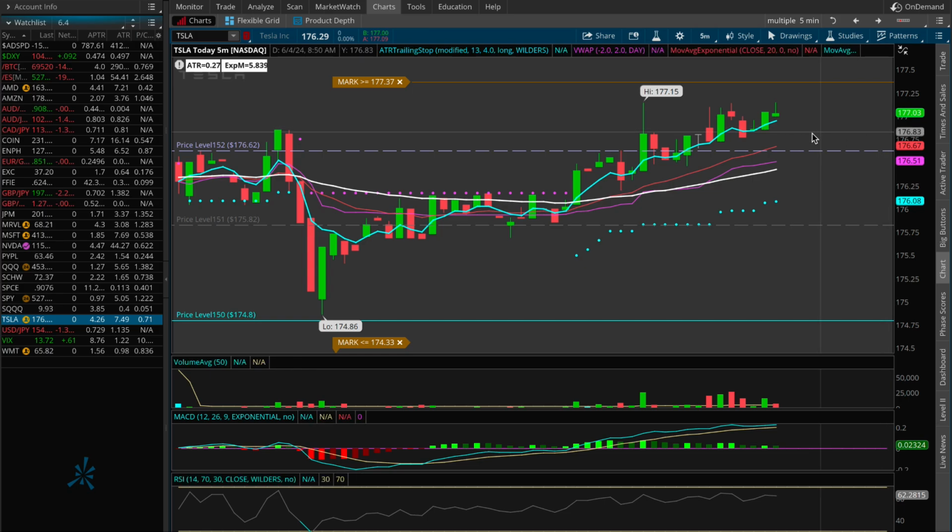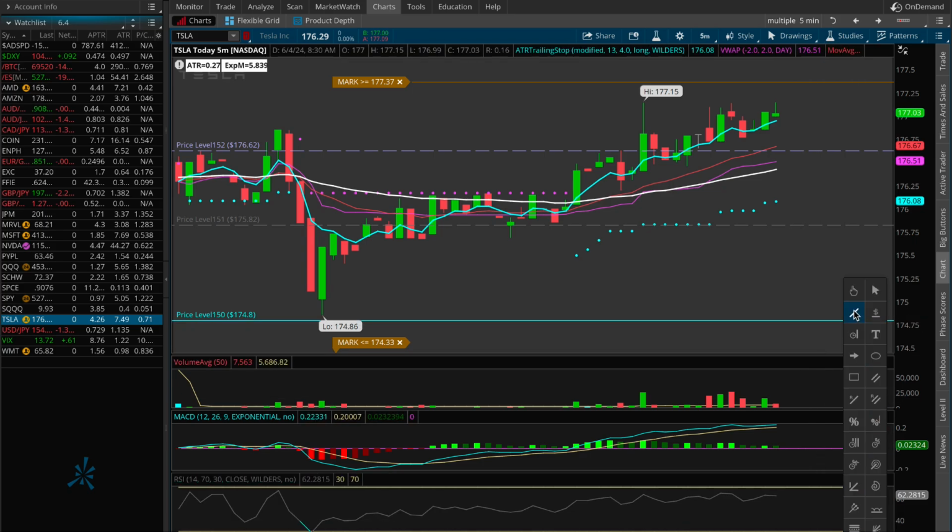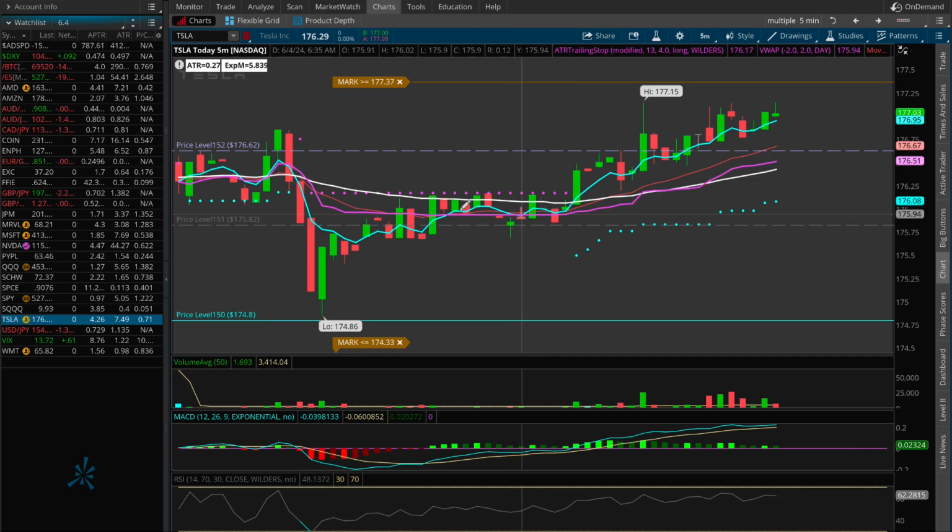So, we are looking at Tesla, and as you can see, this is the 5 minute chart, and Tesla seems to be going up, moving up. That means it's making higher highs and higher lows, right? So, one, I try to identify the trend. Are we moving up? Are we going down? Are we moving sideways? So, this would be a sideways area here.